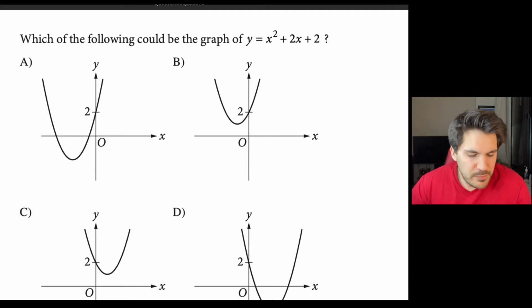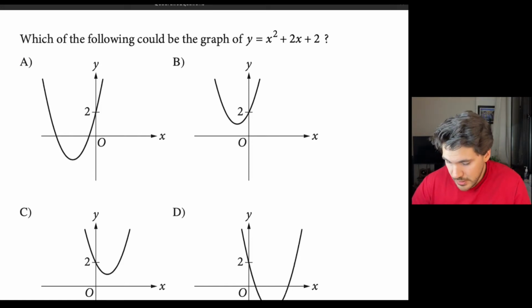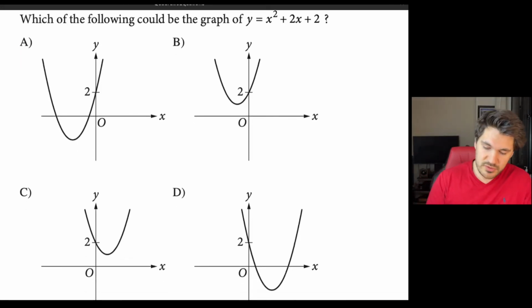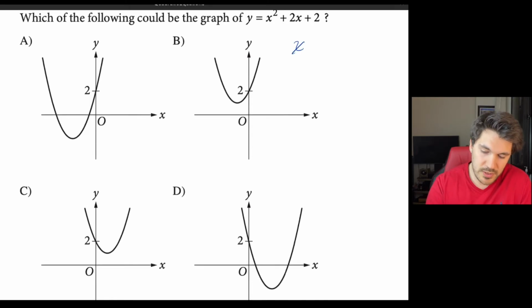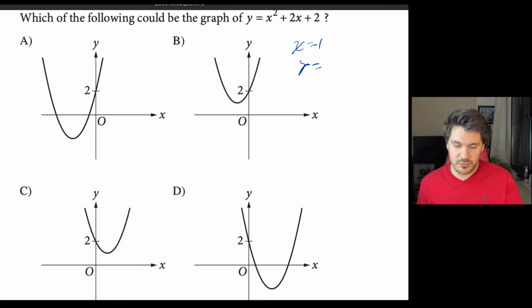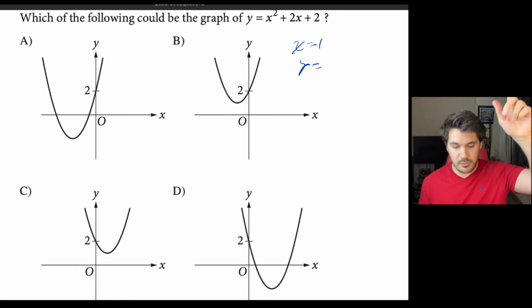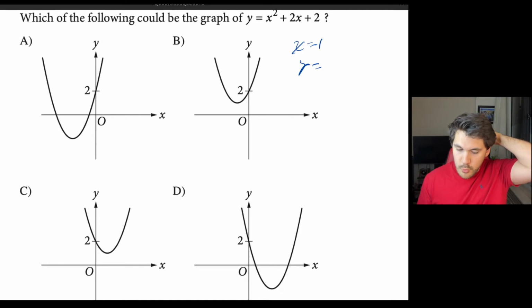Now, in this scenario, all of them really open upwards, but we could test some stuff out. In this case, we know that the y-intercept is 2 because all of them cross it at 2. But let's see what we get if we plug in other numbers, like x equals 1. If x equals 1, y is going to be equal to 1 plus 2 is 3 plus 2 is 5. So basically, a little past the origin on the x-axis, we know our number is going to be higher.